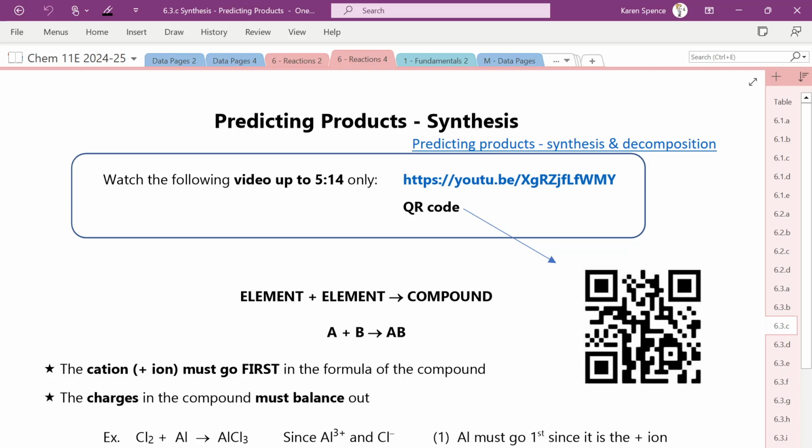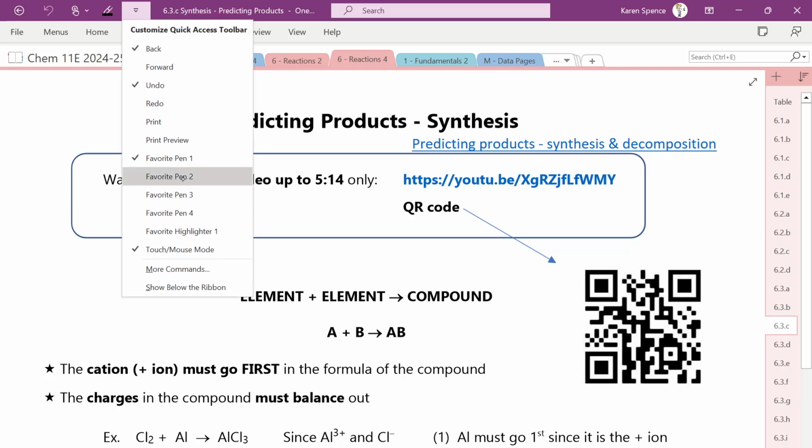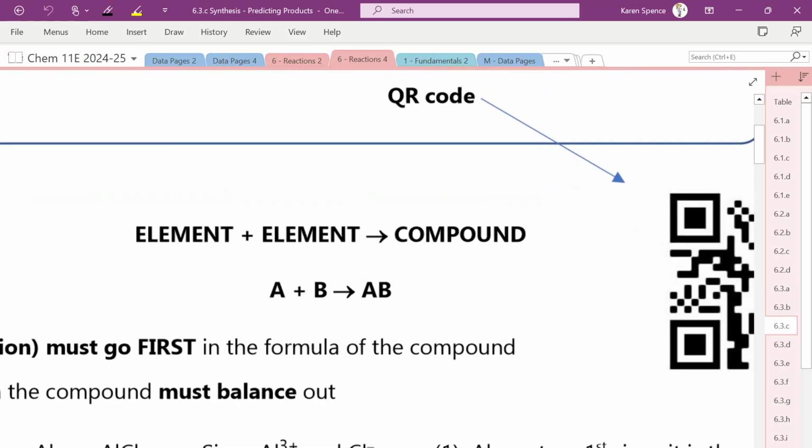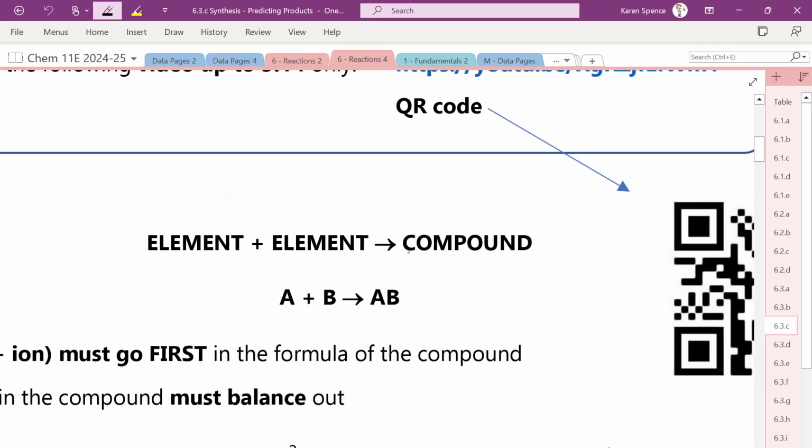And if you have problems with this and you want to watch a little video on it, there is a video, but you don't have to if you don't want to. Okay, so in this case, synthesis, it's almost as easy as decomposition. The only thing is now we aren't taking apart a compound, we are forming a compound out of two elements. So the thing about the compound is that you need to write the correct formula.